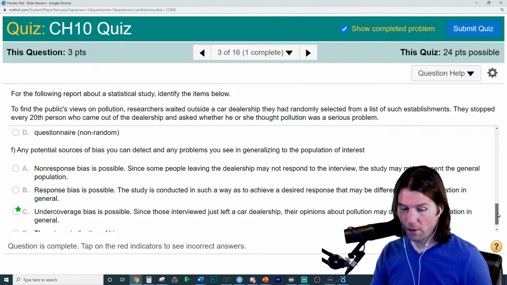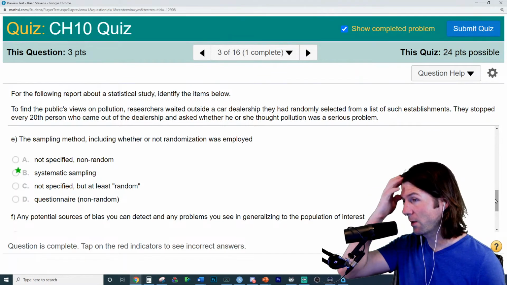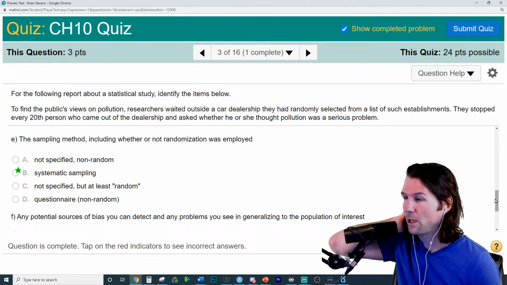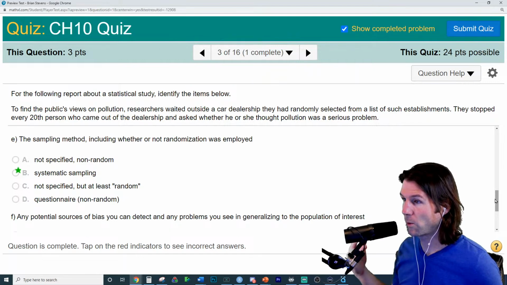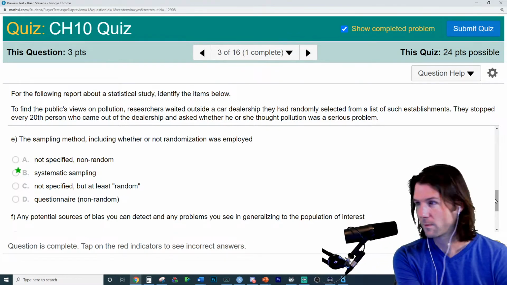The best way to do these questions a lot of times is if you know the potential sources of bias, like non-response, response bias, undercoverage, try to go through your head and work out the problems before seeing the answers. That's my big pro tip.